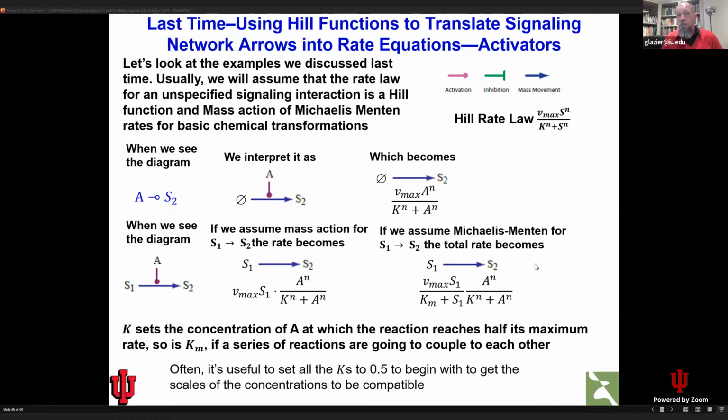And so we'll often see A activates or promotes S. That really means that A is a modulator of some reaction that produces S that we haven't just described. So we have nothing going to S. And the rate of production of S is typically, when we don't know anything else, we'll assume when activators and inhibitors work as Hill functions. And so A promotes S, nothing goes to S at a rate V max A to the n over k to the n plus A to the n.